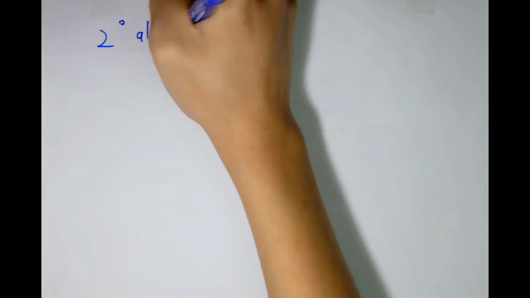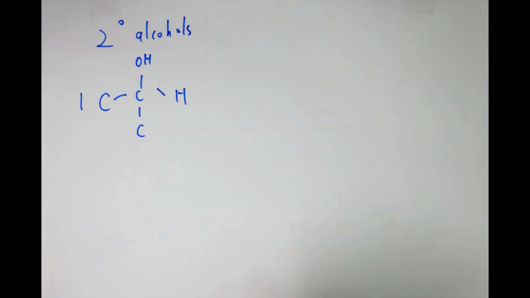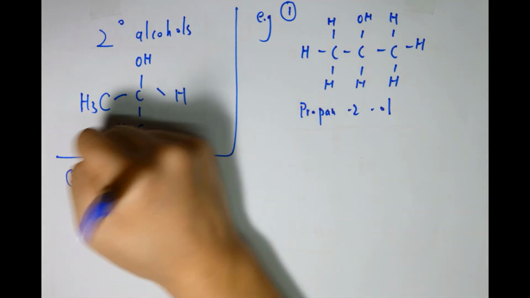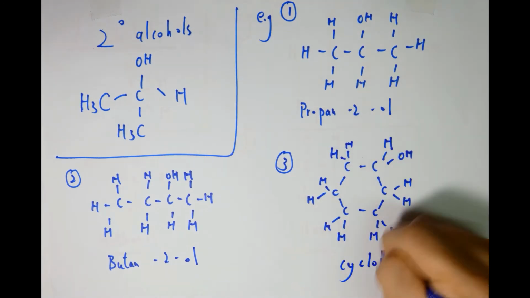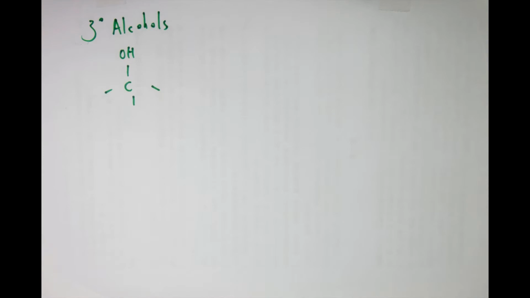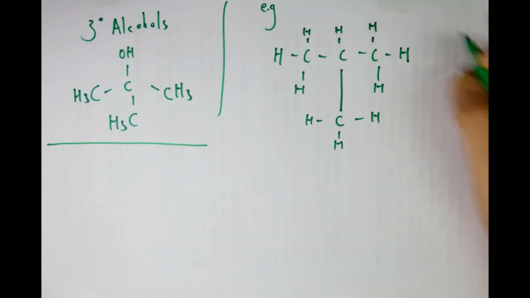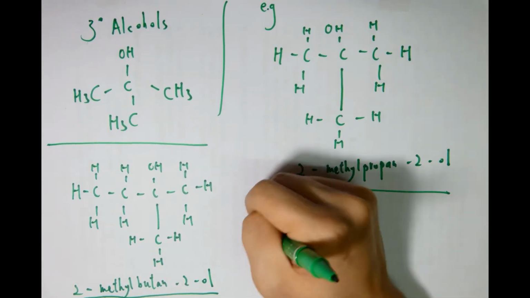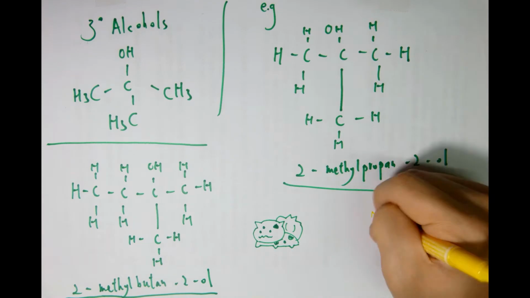Secondary alcohols refer to alcohols that have 2 carbon atoms directly attached to the carbon atom, which is attached to the functional group. Propan-2-ol, butanol, and cyclohexanol are examples. Finally, tertiary alcohols refer to, you guessed it, alcohols that have 3 carbon atoms directly attached to the carbon atom, which is attached to the hydroxyl group. Examples like 2-methylpropan-2-ol and 2-methylbutan-2-ol are tertiary alcohols.